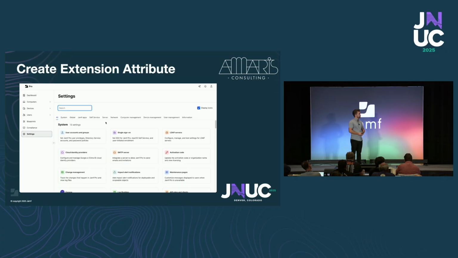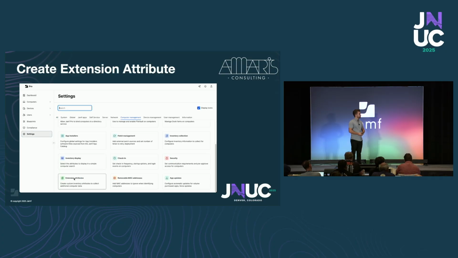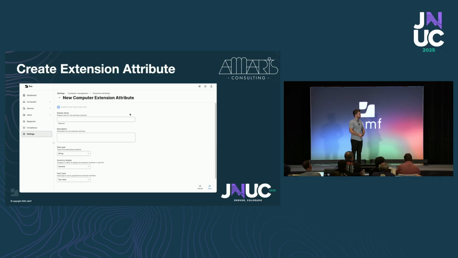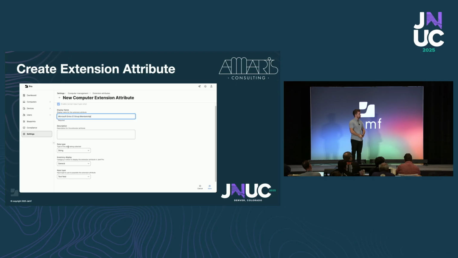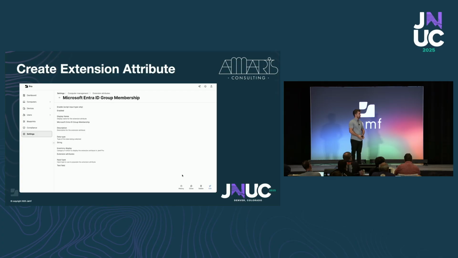In this demo, I'm going to create the extension attribute that will be used to store all the group memberships from Entra ID. So I simply give it the name Microsoft Entra ID group membership. And the only thing I change here actually is extension attributes. You can do the same thing for mobile devices.